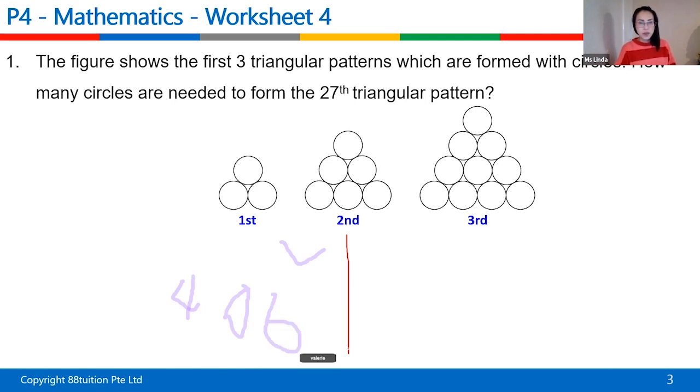So you have 3 triangular patterns which are formed with circles. How many circles are needed to form 27?